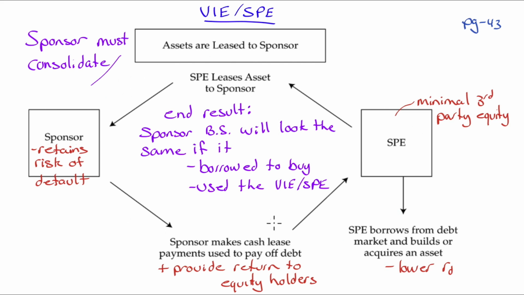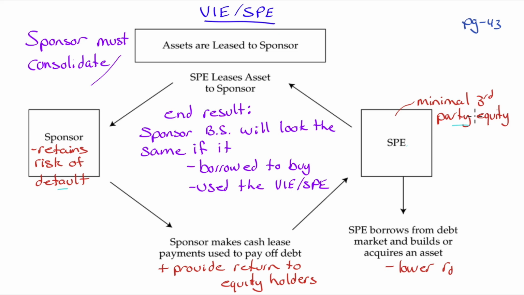If this is the situation where you have minimal third-party equity in the SPE, where the sponsor retains the risk of default, a situation like this, the sponsor must consolidate. Why? Because the sponsor has all of the variable interest. Since it retains the risk of default, it absorbs the majority of the losses. It's paying the lease payments to provide a return to the equity holders and to the debt holders, but it's doing this in such a way that if it tried to do it on its own balance sheet, it would have a higher cost of debt along with this. That's why we use minimal equity.